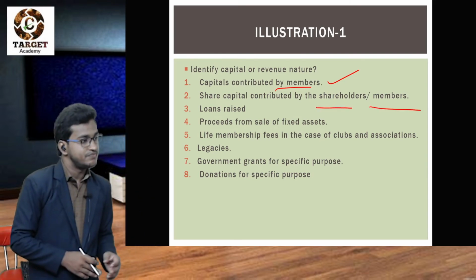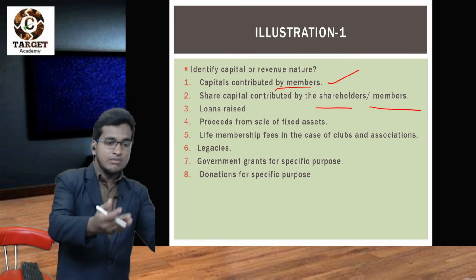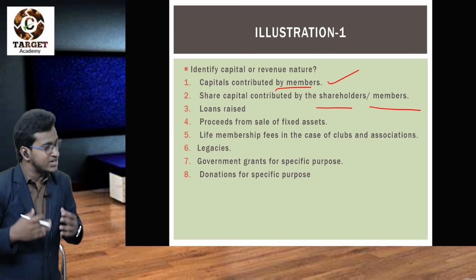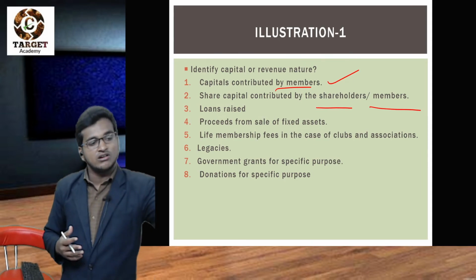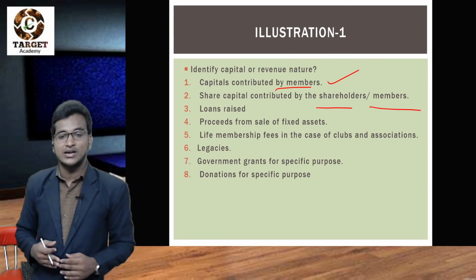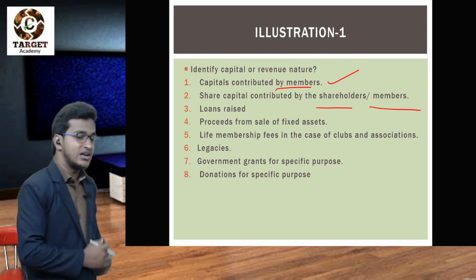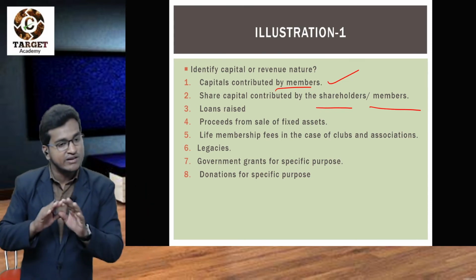Same point: whatever capital is contributed by the members or shareholders is a capital receipt, because that is not my normal activity. My normal activity is producing goods and selling goods. This is not my normal activity. This is my occasional activity. This is my capital receipt, not a revenue receipt.